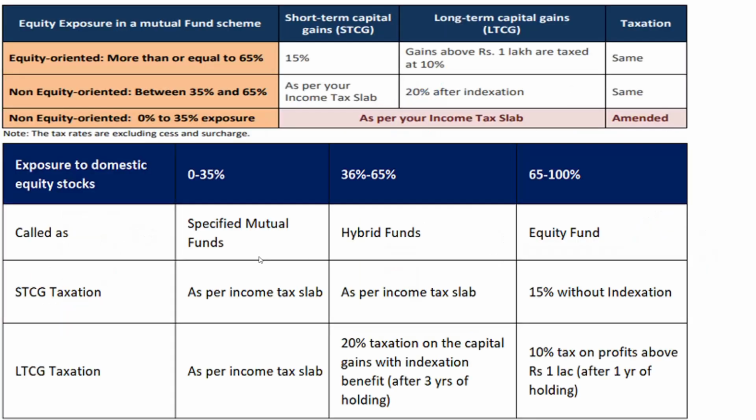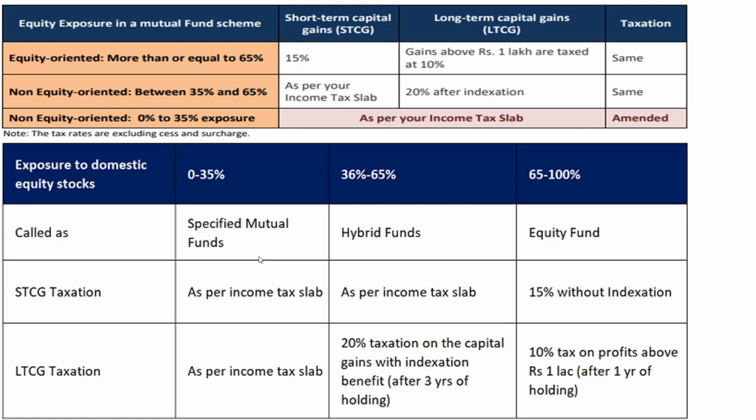If a FOF is classified as an equity fund, the tax on short-term capital gains is 15% and the tax on long-term capital gains is 10% for profits exceeding Rs 1 lakh. However, in case a FOF is classified as a debt fund, the entire amount of gain is added to the investor's income and taxed according to the applicable slab rate.